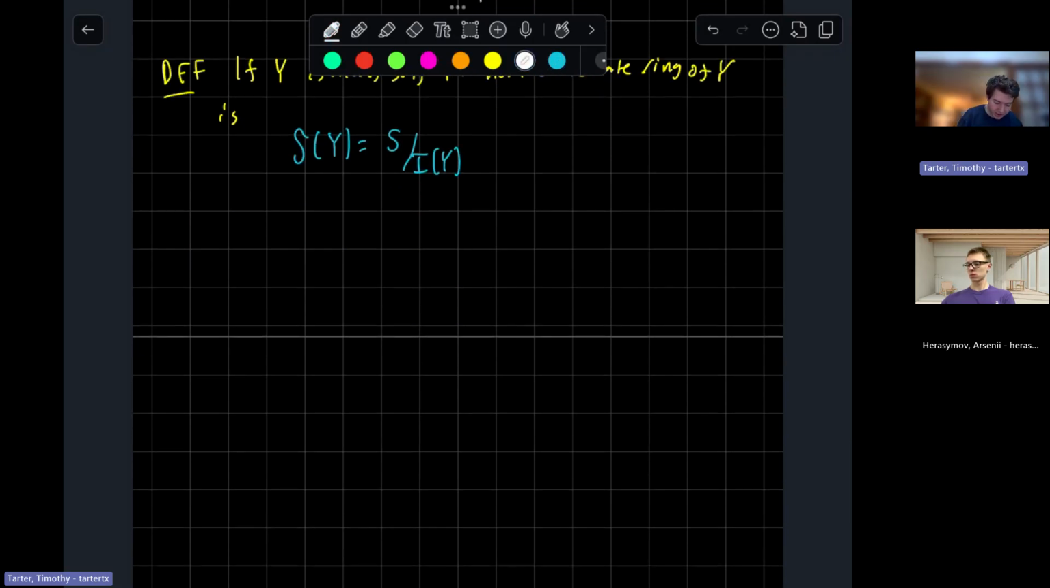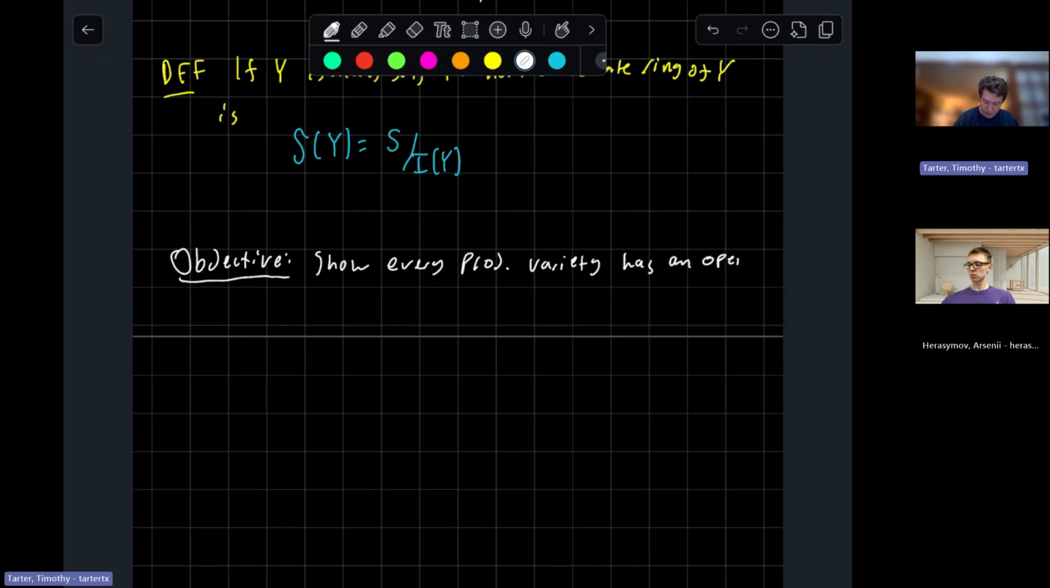So our next objective is going to be to show that projective n-space has an open covering by affine n-spaces. So every projective variety has an open covering by affine varieties. Show that every projective variety admits an open cover of affine varieties.